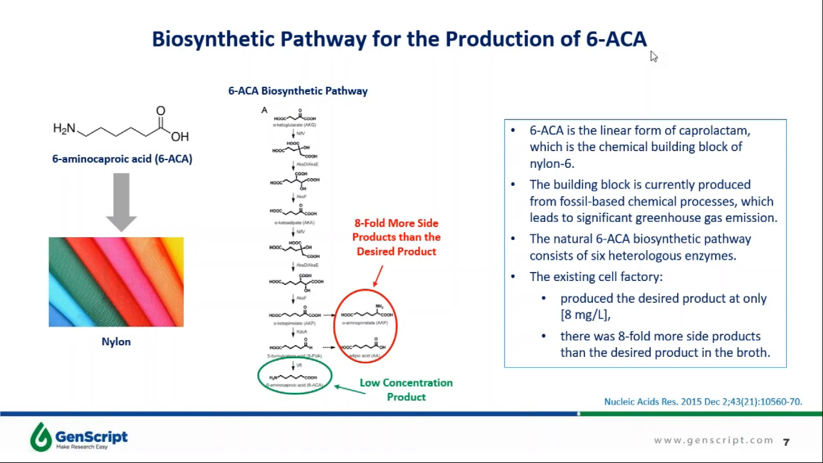The constructed 6-ACA biosynthetic pathway consists of 6 heterologous enzymes. The initial version of the pathway is functional. However, the cell produced only 8 microgram per liter product. In addition, there was 8-fold more side products than the desired products after fermentation. These indicate that this pathway is insufficient in product conversion and is imbalanced in enzyme activity, and thus requires further tuning for improved productivity.